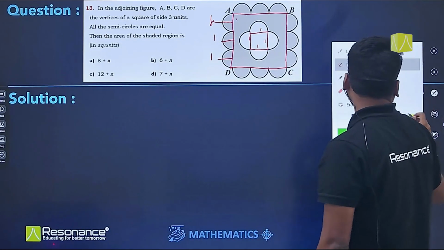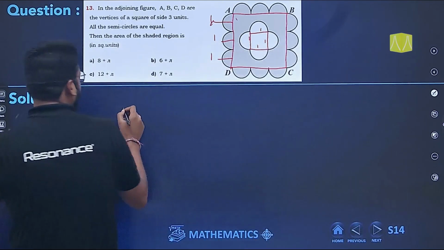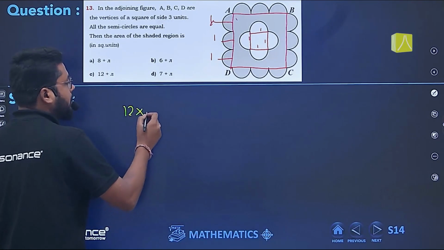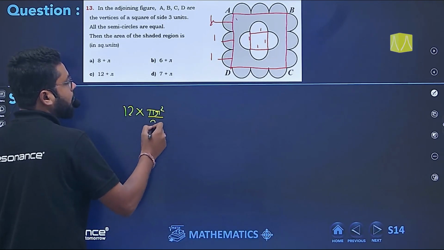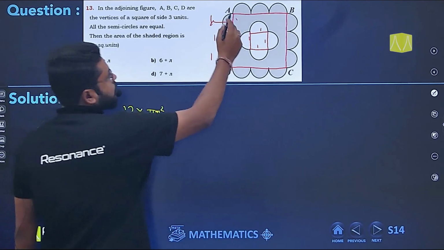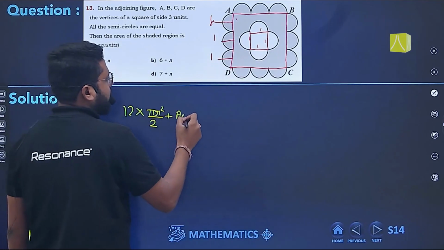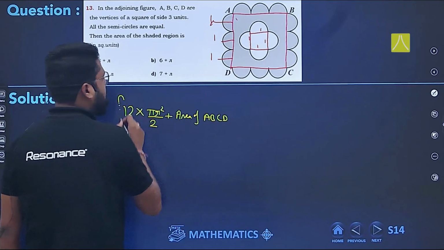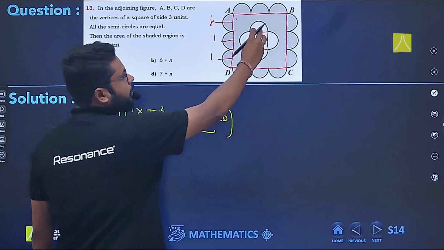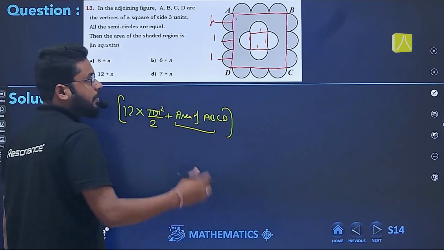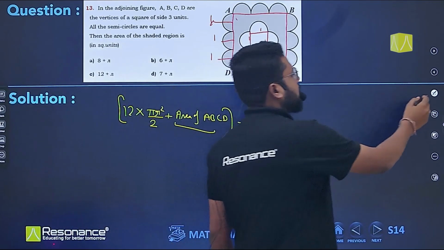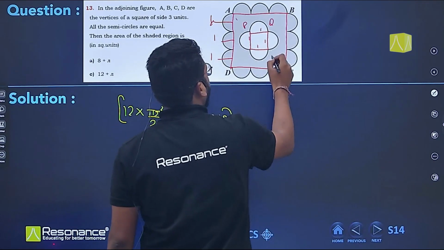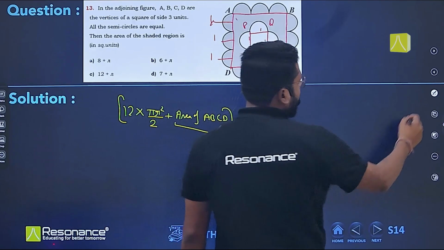So 12 into semicircle. The total area of a circle is pi r square, because it's a semicircle, it will be pi r square by 2, plus the area of square ABCD. This is the addition part, but in area ABCD we are counting this white space also, so we have to subtract it. So we'll minus, let it be PQRS.